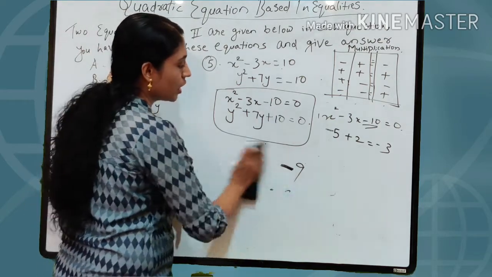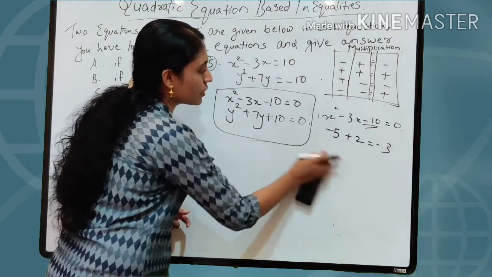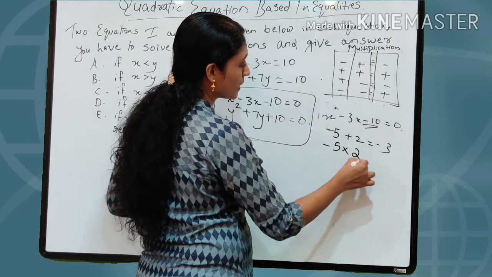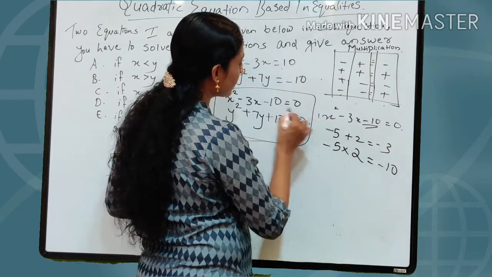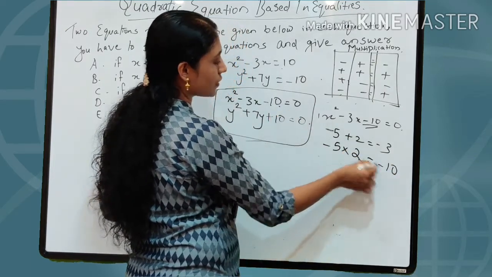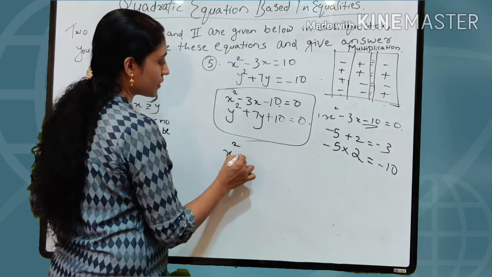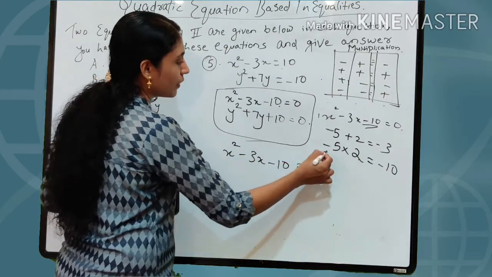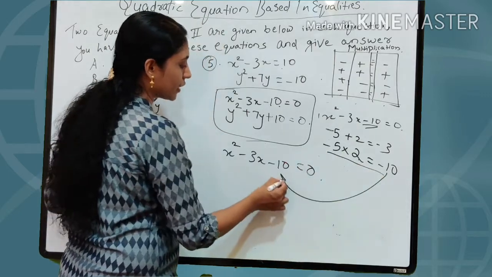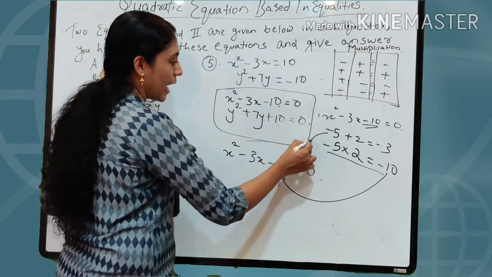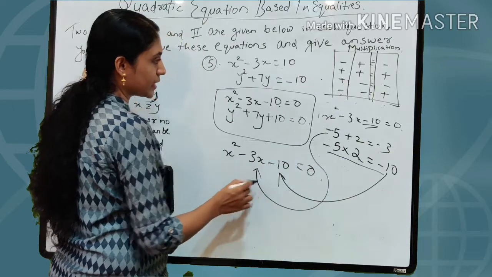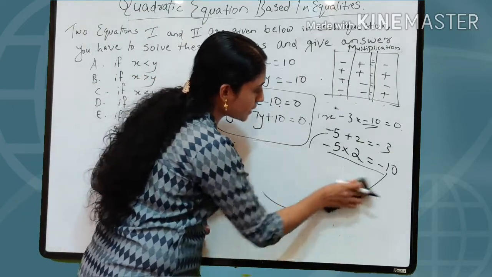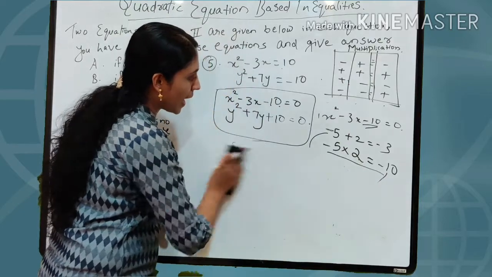Understood the concept? So here minus 5 plus 2 is minus 3. And when we do minus 5 into plus 2, it is minus 10. That is the constant term, right? So we are considering this equation x square minus 3x minus 10 equal to 0. When we multiply those two numbers, we get the constant term, and when we add two numbers, we get the middle term, that is minus 3. Understood? So the numbers we got are plus 2 and minus 5.